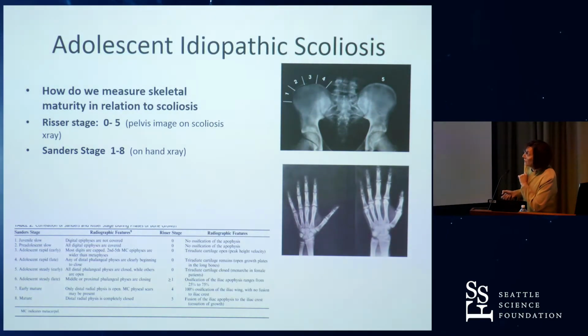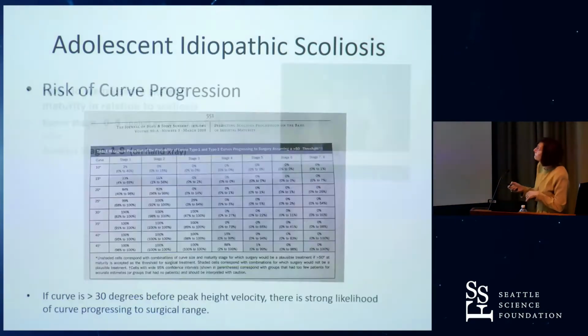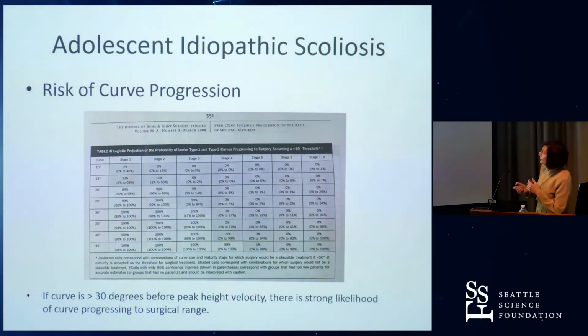Folks that have curves that are bigger than 20 or 25 degrees in this group have a high likelihood of their curve progressing enough to get to a consideration for surgical range. And this was just what he spoke to. So if you look here, here is curve magnitude and stage, and you can see that really all of these, so from stage 4 down, the likelihood of getting to a surgical range is high.